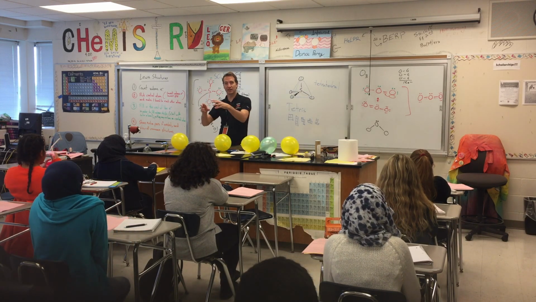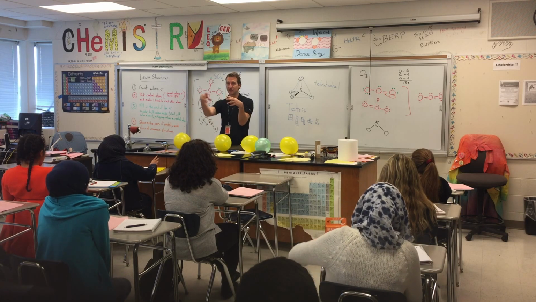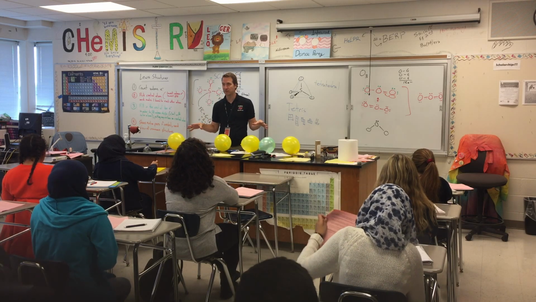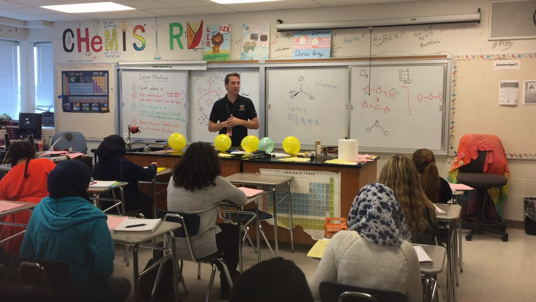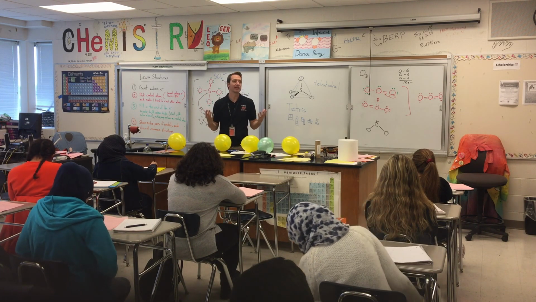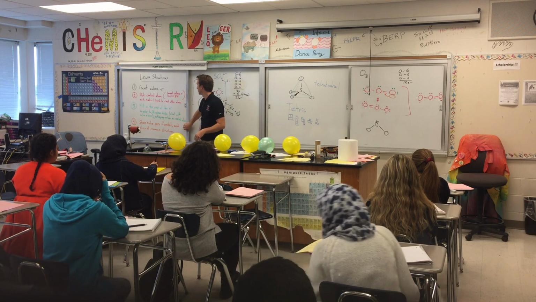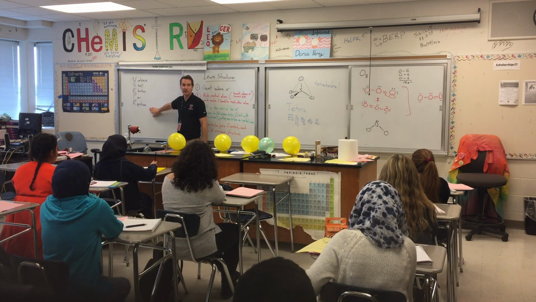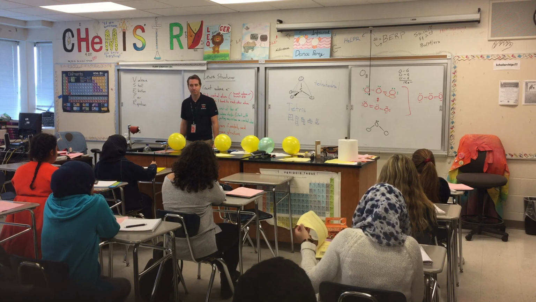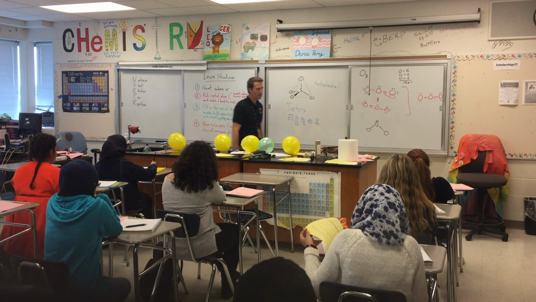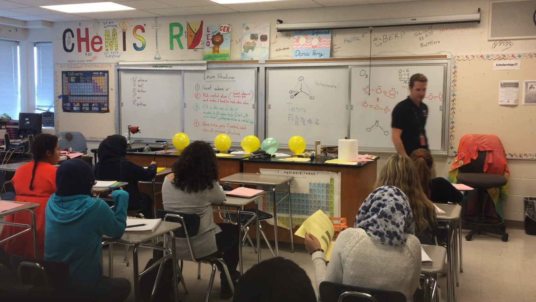The PhET simulation allows you to just stick atoms onto a central atom, and it works just like these balloons. They just push apart on each other as much as they can, and they occupy whatever geometry leads to the minimizing of the repulsion of the valence shells. Okay? What else do we have to do in 2C4?